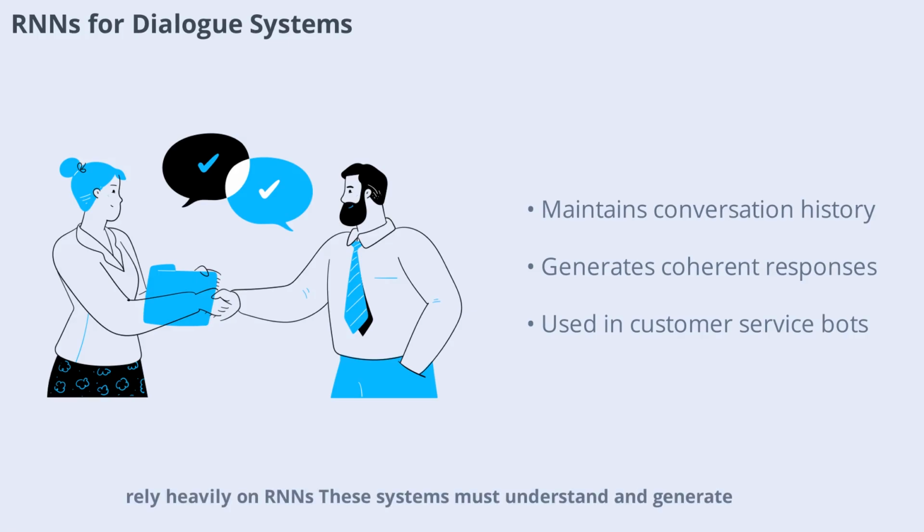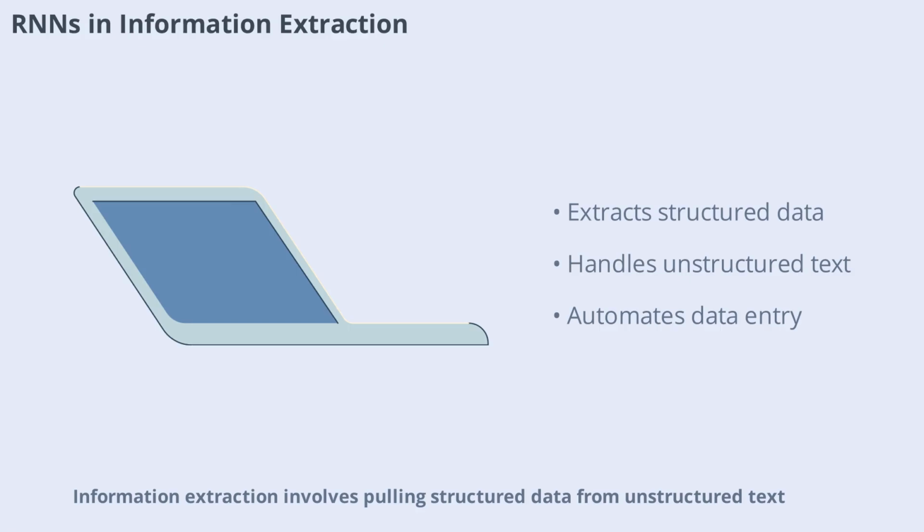These systems must understand and generate responses based on the entire conversation history. RNNs are ideal for this because they can remember previous exchanges and maintain context, resulting in more coherent and helpful interactions. Information extraction involves pulling structured data from unstructured text, such as extracting dates, names, or locations from documents.